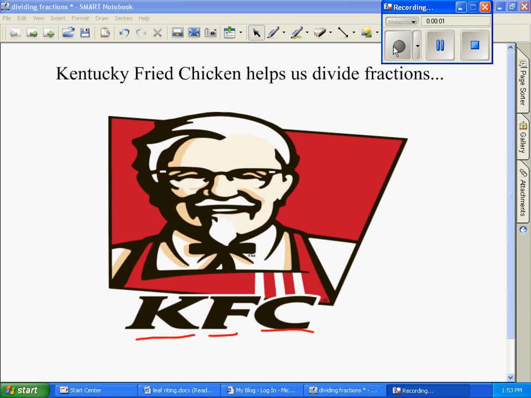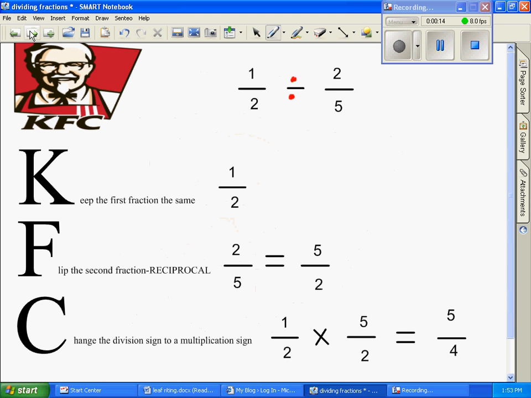Okay, today we're going to practice dividing fractions and mixed numbers. And to help us, we have our friend, the Colonel. We're going to use the Colonel's three favorite letters, KFC, to help us learn and remember how to divide with fractions and mixed numbers. Here is our problem, 1/2 divided by 2/5.